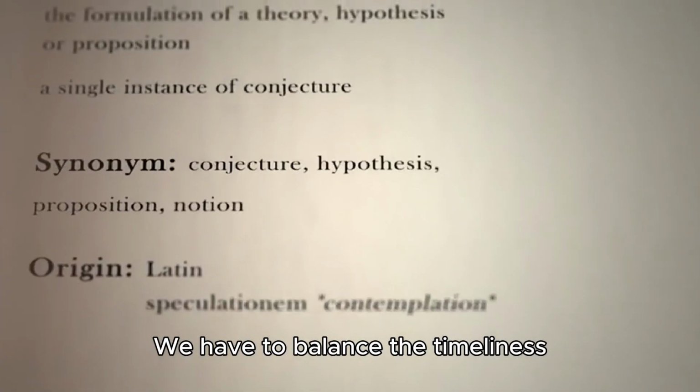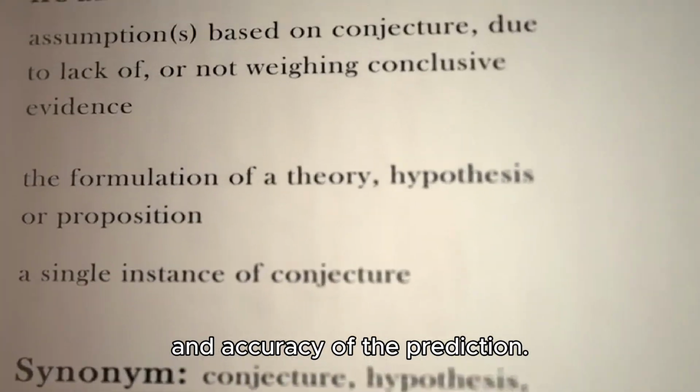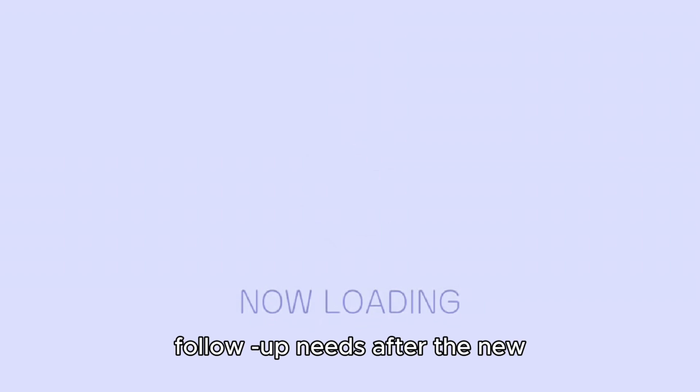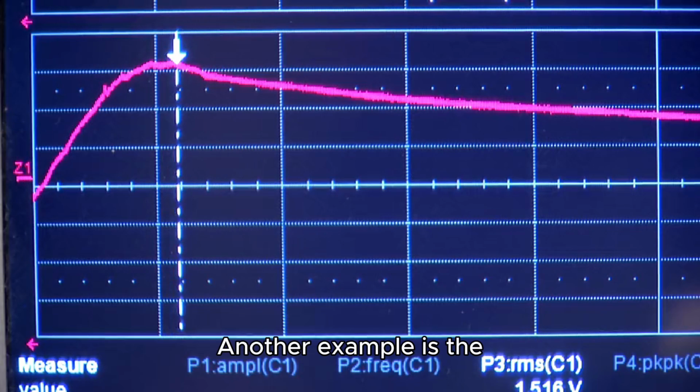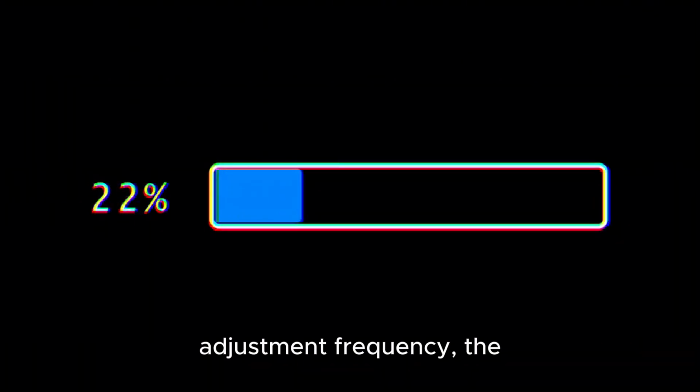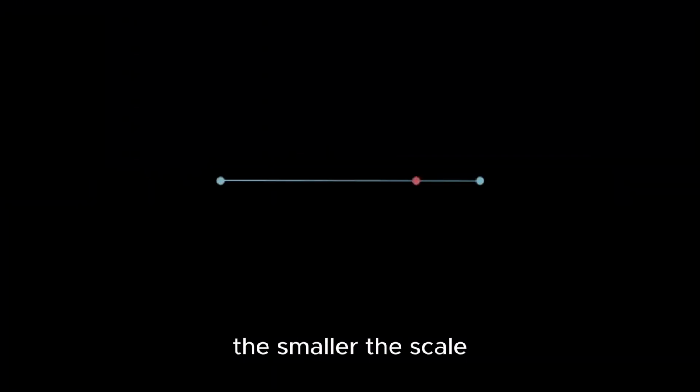We have to balance the timeliness and accuracy of the prediction. Specifically, how long does it take to start entering the follow-up demand after the new product listing is verified? Another example is the adjustment frequency and adjustment amplitude of the prediction. The higher the prediction adjustment frequency, the smaller the prediction adjustment, and the more frequent the orders, the smaller the order amount and the smaller the scale benefits. If the forecast adjustment is not frequent, the adjustment is greater, the scale benefit of the supply chain is greater, but it will face the problem of uneven production capacity arrangements.